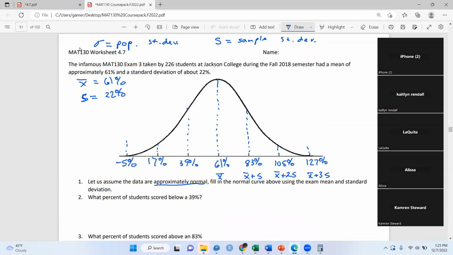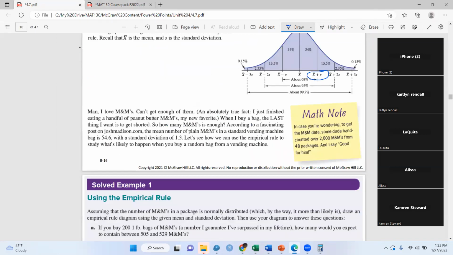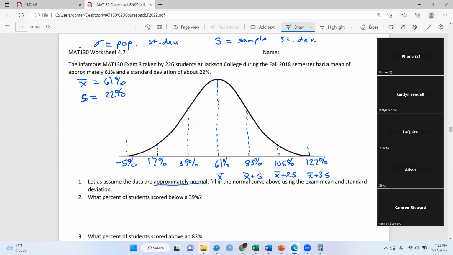Okay. Now, if you read what it says, fill in the normal curve above using the exam mean and standard deviation. Let's go ahead and put in the percentages too. And I'm just copying and pasting these. All right, these are the same every single time. This is the approximate percent, the approximate area under the curve for each. So this is 34%. This is 34%. Now, if I add these two together, which is what that little empirical rule statement said, we get 68%.